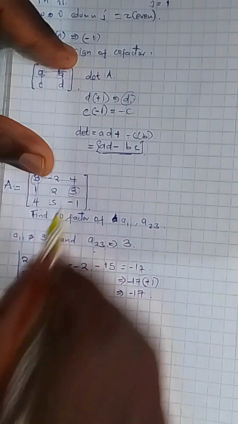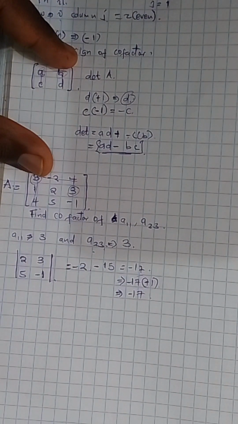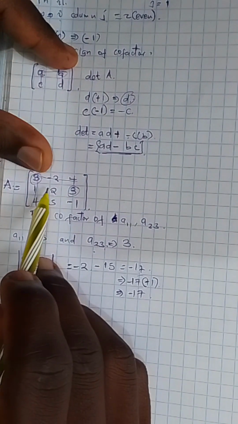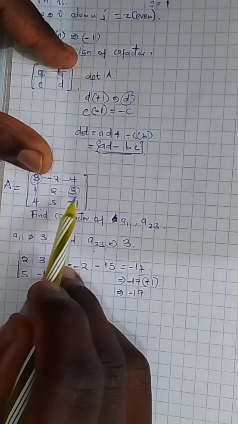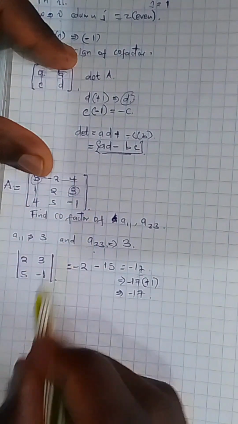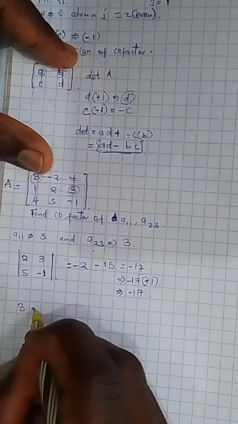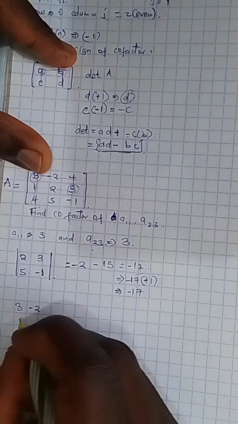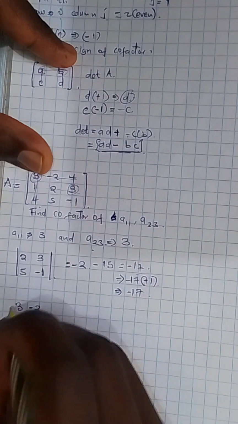Then for the second 3, which is in the second row, third column, we delete the second row and the third column, so that we have 3, negative 2, 4, 5.